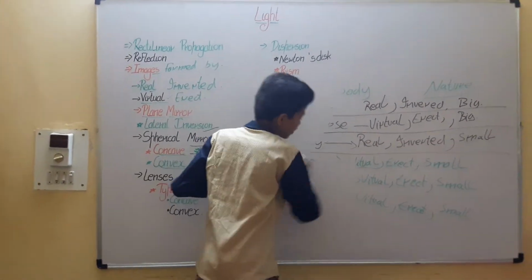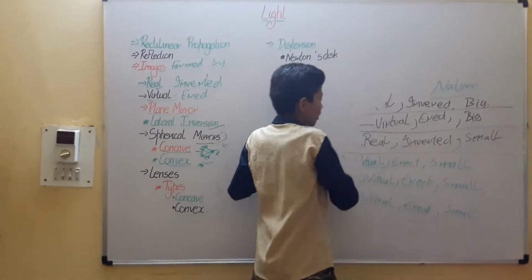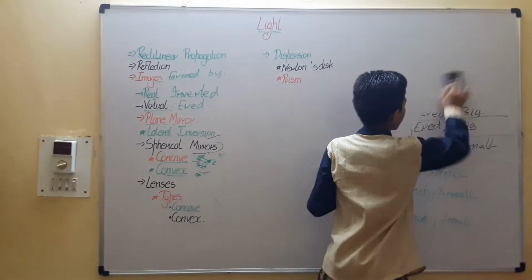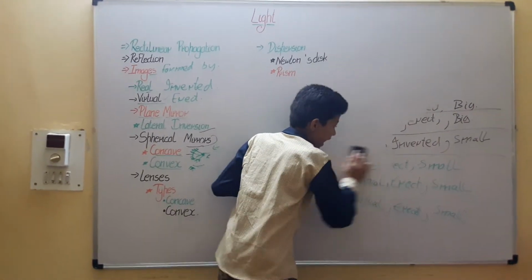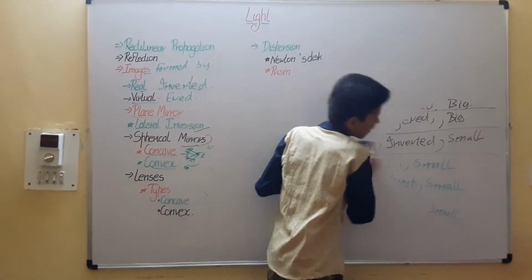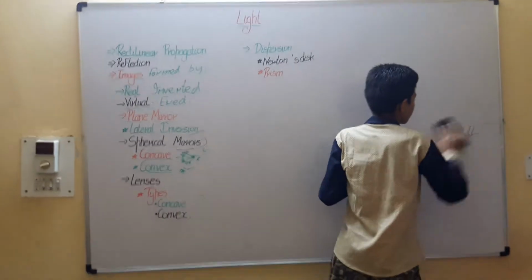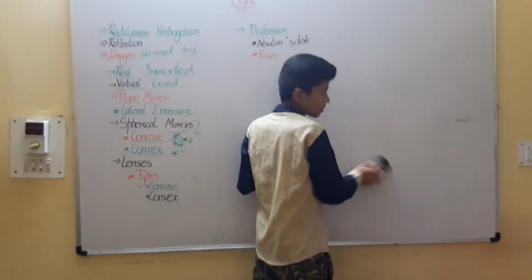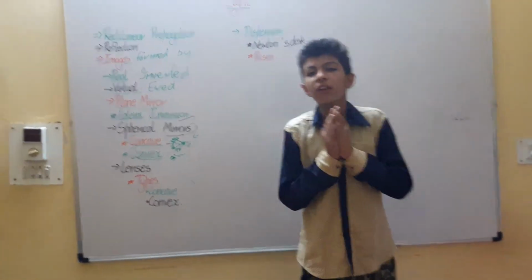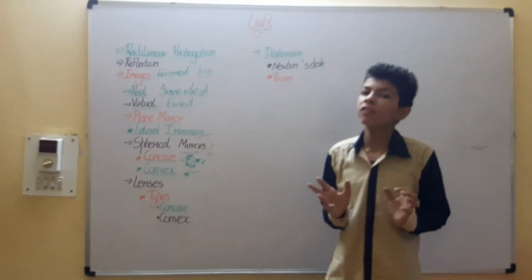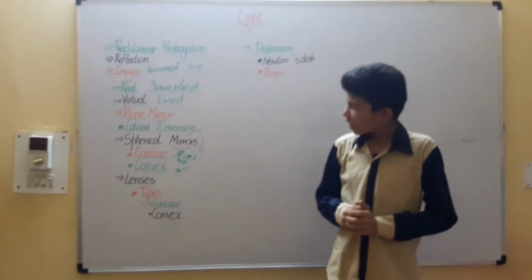So let's move to the lenses. So what are lenses? Lenses are transparent material which have a curved surface, on either both sides or only one side. It should have a curved surface.